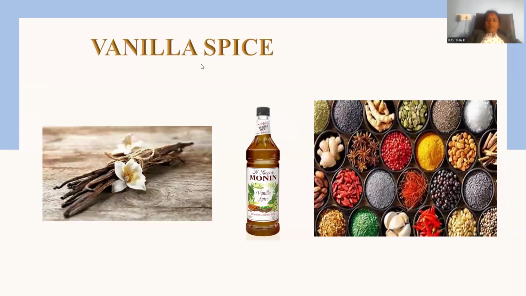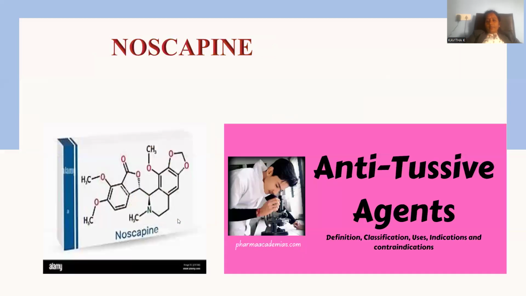There is also vanilla spice, vanilla essence, which has an isoquinoline composition. These are the dry herbs from which you are able to extract this vanilla spice, which is also extracted in the form of oil. It is a food ingredient, a spice, a flavoring agent.